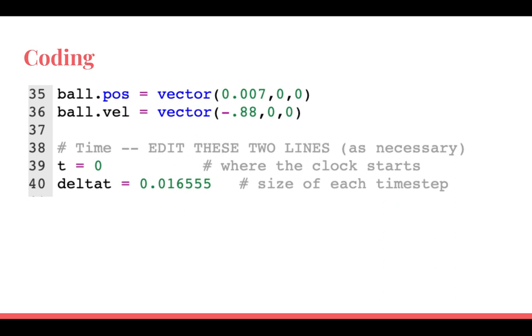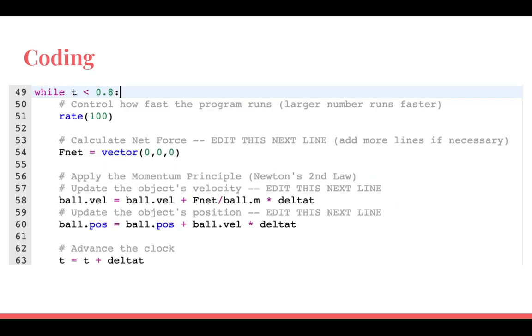Regarding the coding section, the basic details of the ball are inputted using the calculated data from a few slides ago, with the initial position as 0.007 in the x direction and the initial velocity as negative 0.88 in the x direction. And the time step is set to be 0.016555 as delta t, and the initial time is going to start at 0.